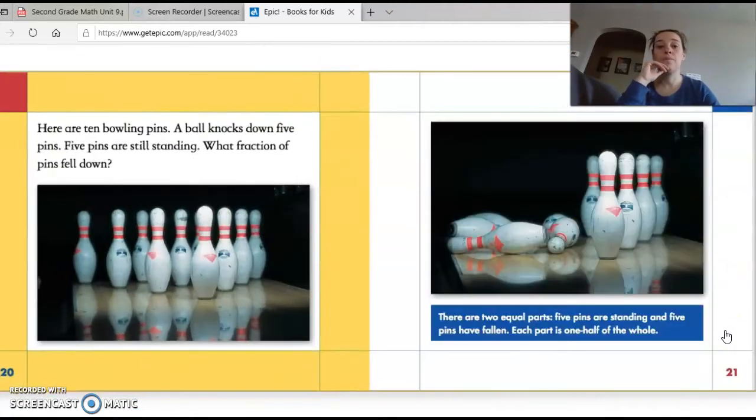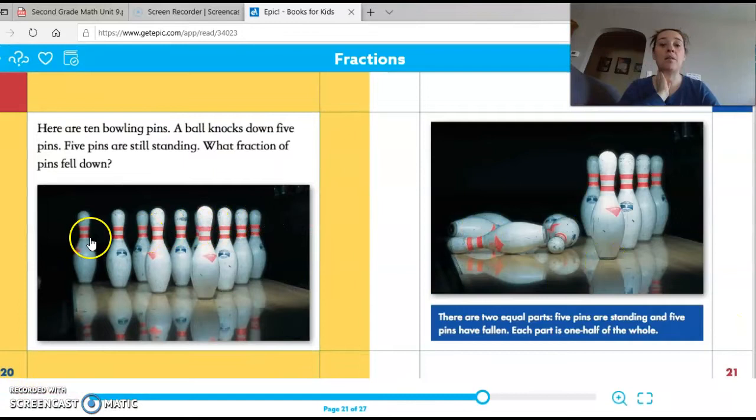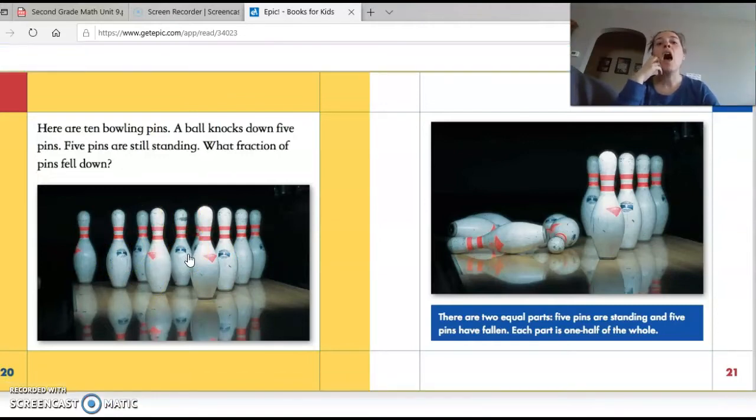One more page. Here are 10 bowling pins. 10 pins. When you go bowling, you always start with 10. If you don't, there's a problem because it should always start with 10. A ball knocks down 5 pins. 5 are still standing. What fraction of the pins fell down? So how many fell down? 5, right. How many are in the whole thing? 10. So 5 out of 10 fell down.